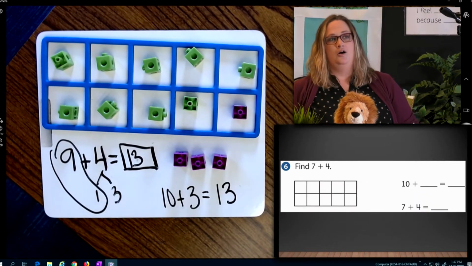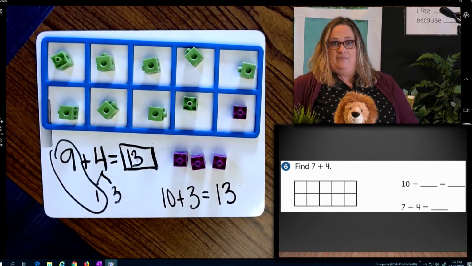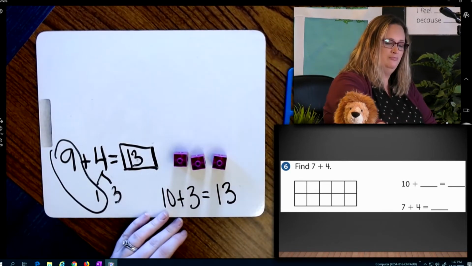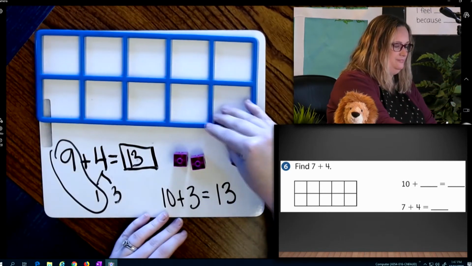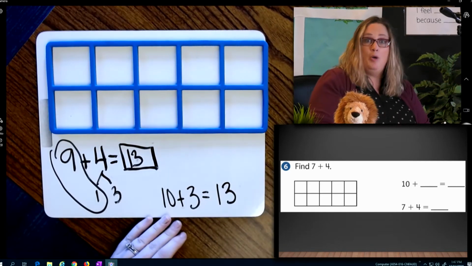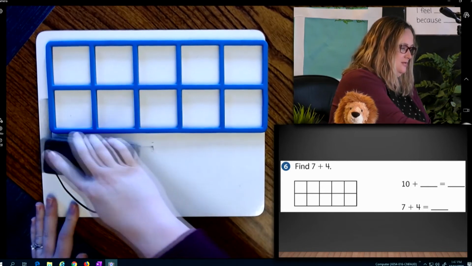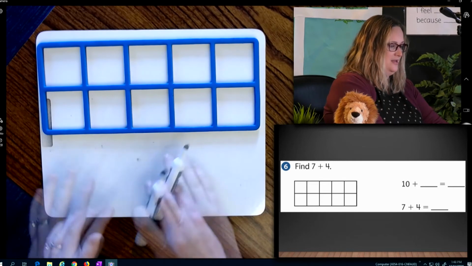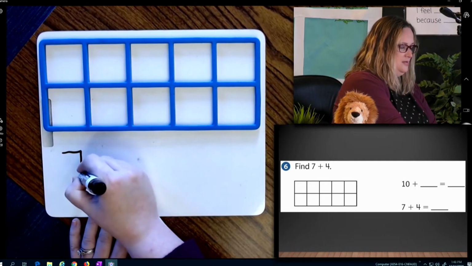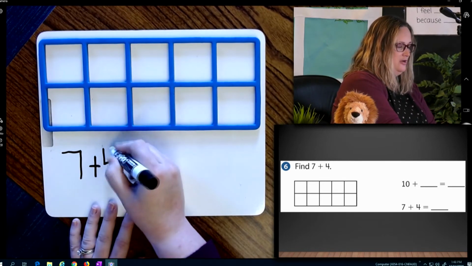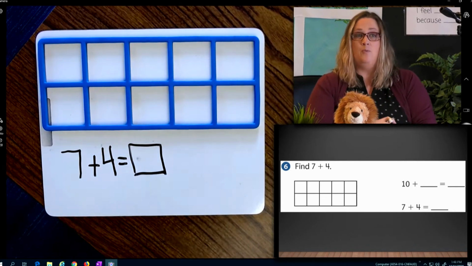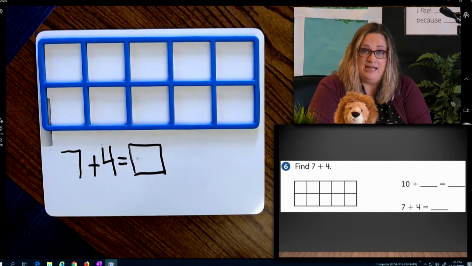Okay. We don't get any help from them. And it's not a 9 or an 8, so we better clear our board. Clear it off. Okay, we've got to start all by ourselves. Okay, our equation is 7 plus 4 equals blank. I want you to try it. I'm going to give you 1 minute. Ready? Go.